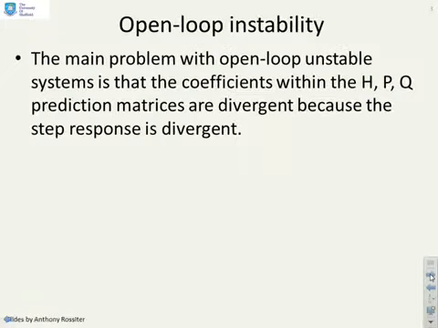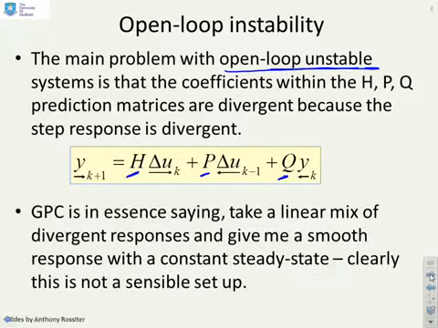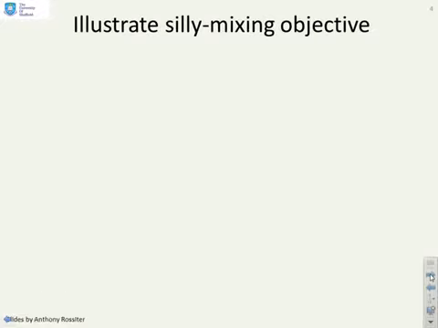Open-loop instability then. The main problem with open-loop unstable systems is the coefficients within the prediction matrices are divergent. So if you had a CARIMA model, you have an H matrix, you have a P matrix and a Q matrix, and if you look at these with an unstable open-loop process, you'll see that as you go down the rows, the coefficients get bigger and bigger and bigger and basically explode exponentially. And therefore, what GPC is trying to do is take a linear mix of divergent responses in order to give a smooth response with a constant steady state. And clearly this is not sensible, and I'll demonstrate this on a graph here.